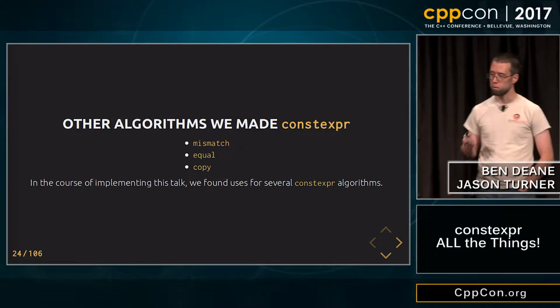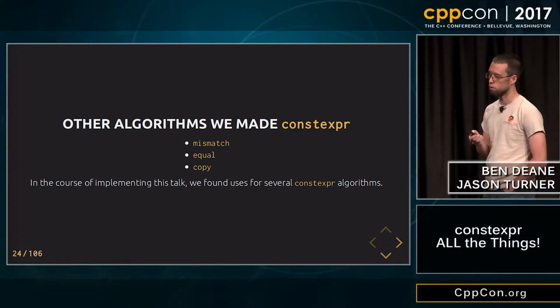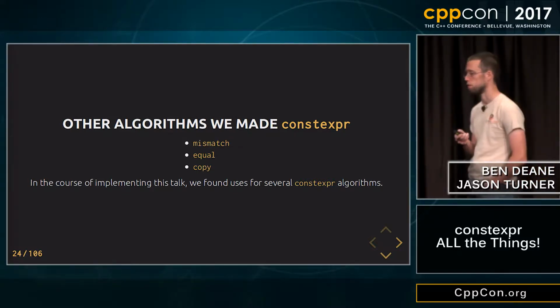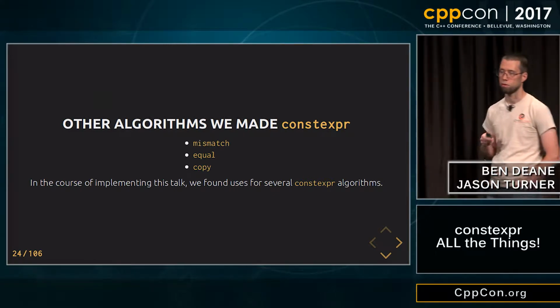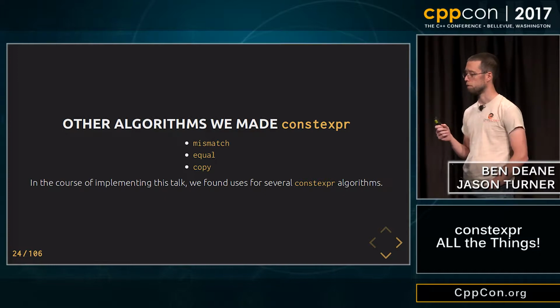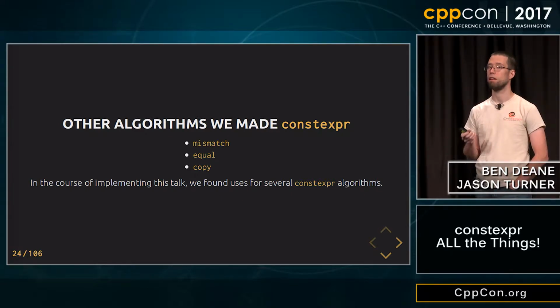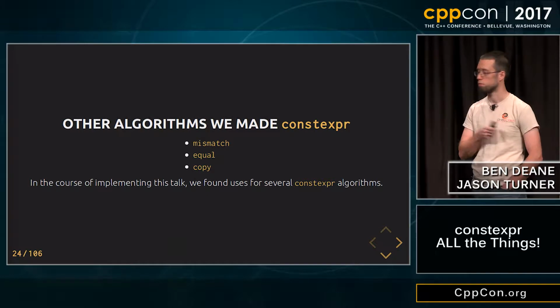So we also had to implement mismatch, equal, and copy, and found uses for several of them, as the slide says here. I was recently playing with some more constexpr containers myself on the flight here, and implemented everything necessary to do a sorted container. And it's, again, just taking the implementation straight from CppReference.com, adding constexpr to the front of it. Works just fine.